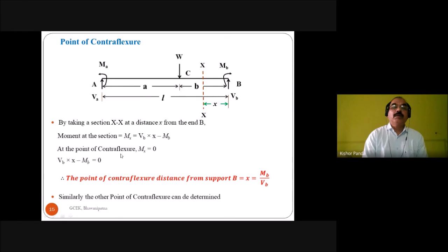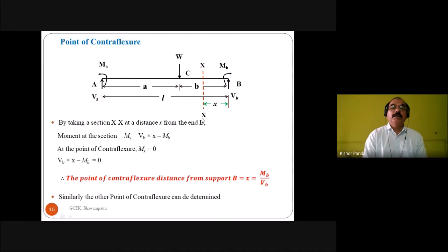But at the point of contraflexure, you know Mx is equal to 0. So Vb into X minus Mb is equal to 0. Then X is equal to Mb by Vb. So the first point of contraflexure occurs at a distance from support B, and that distance is X is equal to Mb by Vb. This is present between B and C.